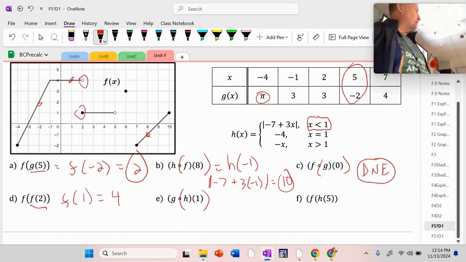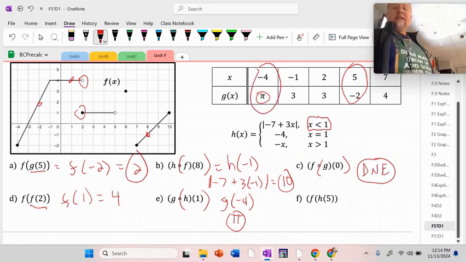All right, where do I plug in h of 1? Top, middle, or bottom of h? Middle. What does that become then? What's g of negative 4? Oh, nice. What is it? Pi. Negative 4 comma pi. All right, then h of 5.